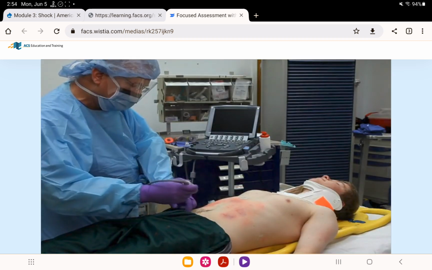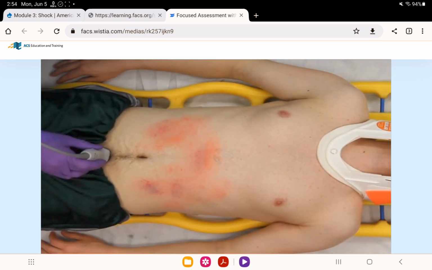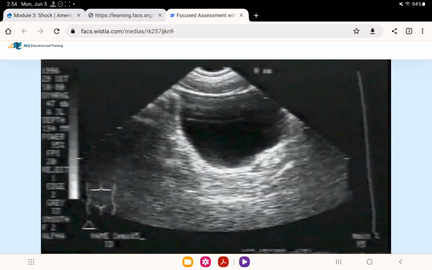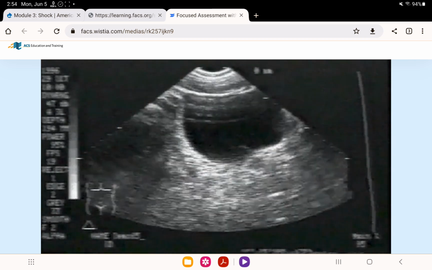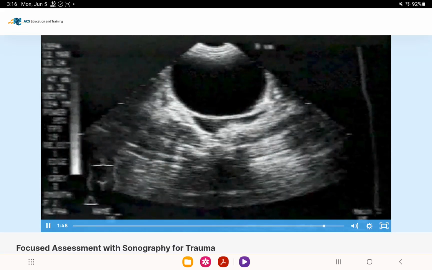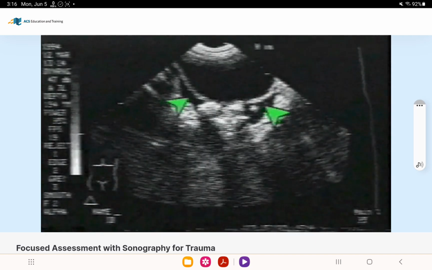The suprapubic view is a transverse view that is best to obtain prior to placement of a Foley catheter. In this view, the area behind the bladder is examined for the presence of fluid, which, if present, is abnormal and consistent with hemorrhage in the trauma patient.